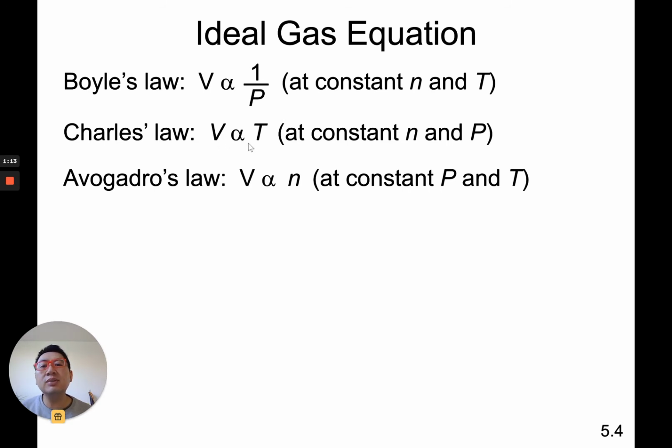Charles' law is a relationship between volume and temperature, and this is directly proportional. As temperature goes up, the volume goes up. Temperature goes down, the volume goes down. Volume goes down, temperature goes down.